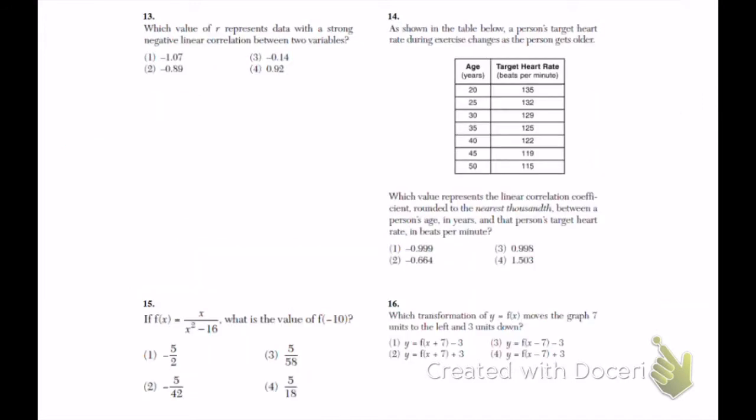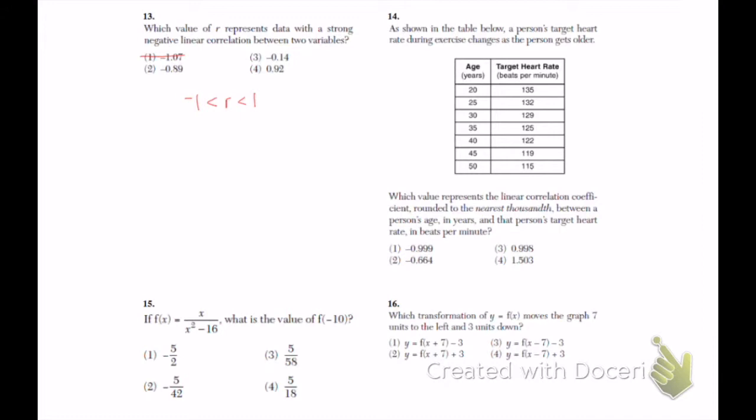Alright, question 13 reads, which value of r represents data with a strong negative linear correlation between two variables? Well, we said a linear correlation, which is defined by r, has to be between 1 and -1. And it's very strong when it's approaching -1 or 1. So this is asking for a strong negative linear correlation. So we already know that choice number 1 cannot be, so we could cross that off. Why? Because it's less than -1.